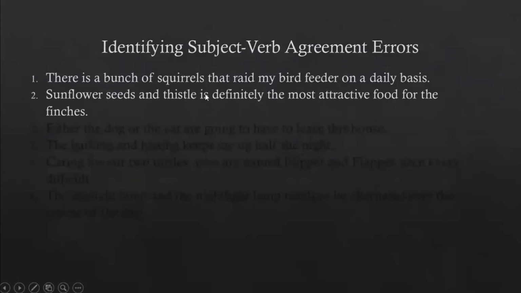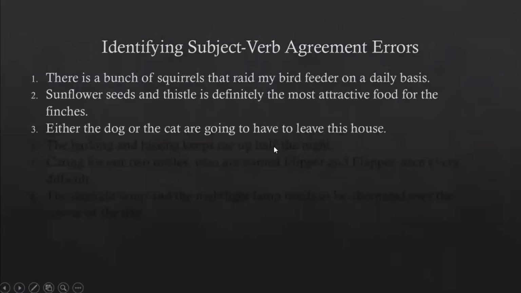You have to change this verb. This verb needs to be are. Sunflower seeds and thistle are definitely the most attractive food. Okay, let's look at another example.